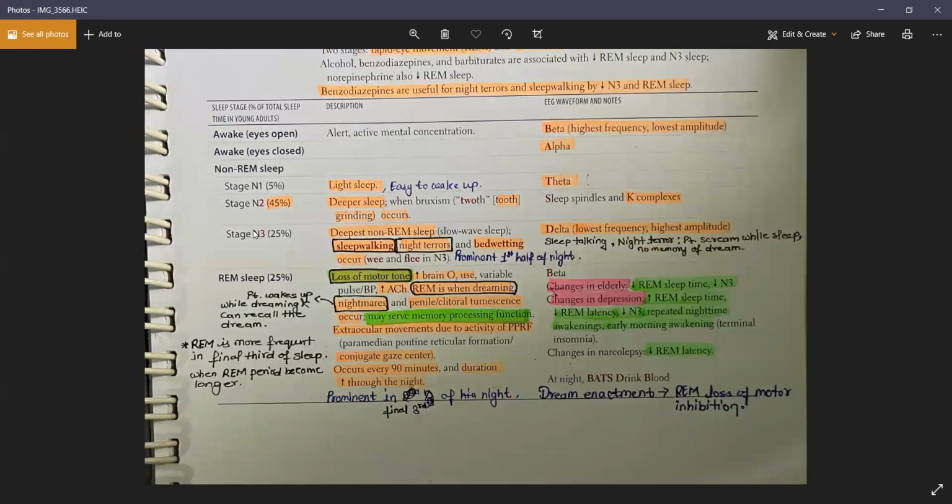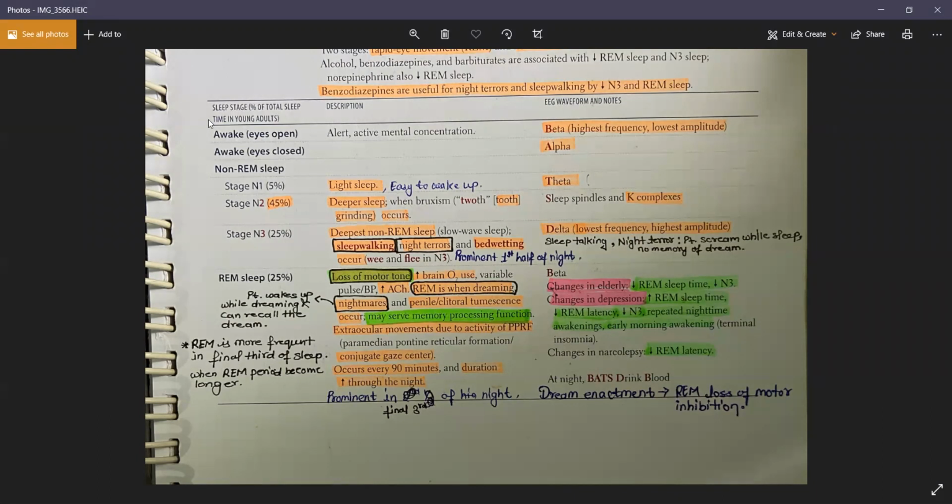So with these things in mind, let's discuss the EEG waves and the stages of your sleep cycle. For the waves, you need to remember the mnemonic: bats drink blood. B for beta waves, A for alpha waves, T for theta waves, as well as the spindles or the K complexes. Then drink, the D for delta waves, and blood again for the beta waves.